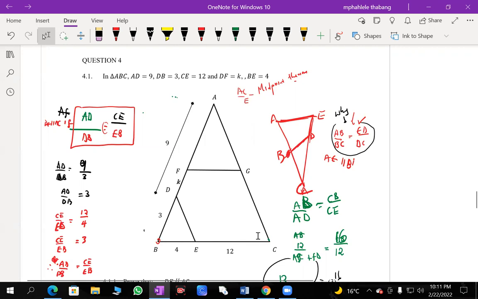Let me come with another way of getting the answer, which is what mathematicians do. They figure another way of reaching the answer.